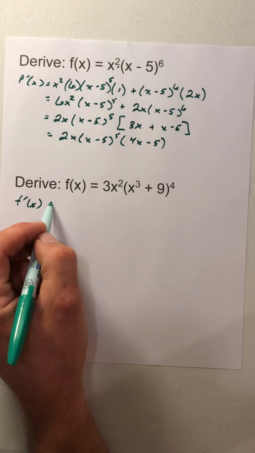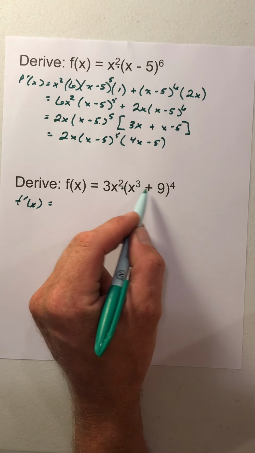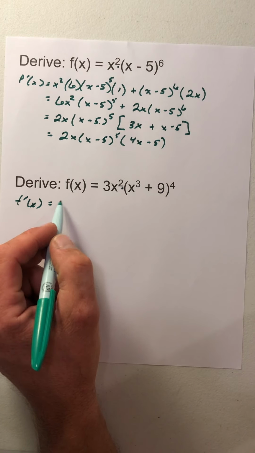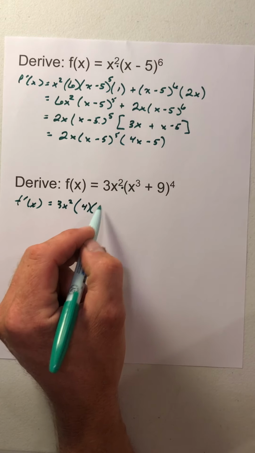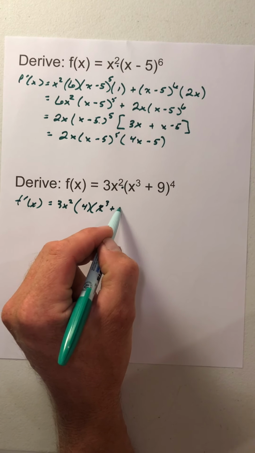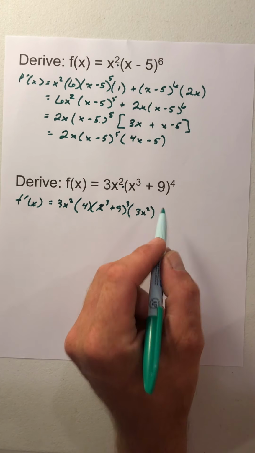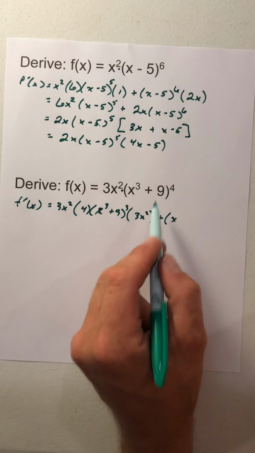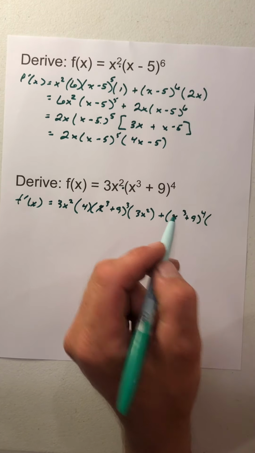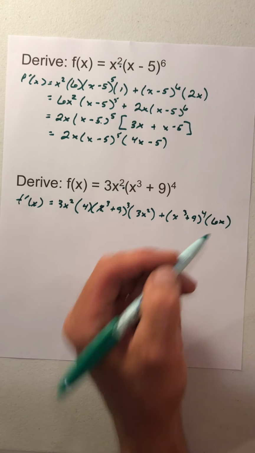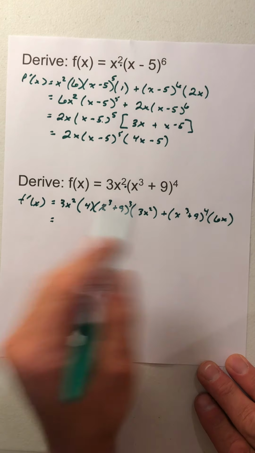All right, f prime. Last example. Again, we have 3x squared, and we're multiplying that by (x to the third plus 9) to the fourth. So we rewrite our first, 3x squared. Derivative of the second part, we have 4, we have our (x to the third plus 9) to the third times the derivative of the inside, which is 3x squared. To that, we're going to add our second part, (x to the third plus 9) to the fourth, and the derivative of 3x squared gives us 6x. And that's going to give us our derivative.